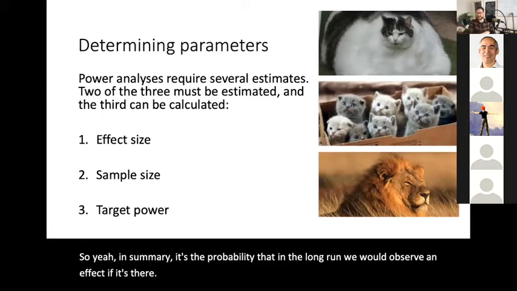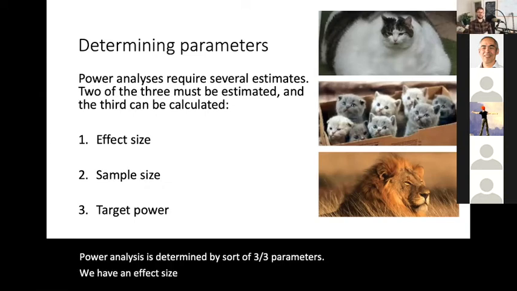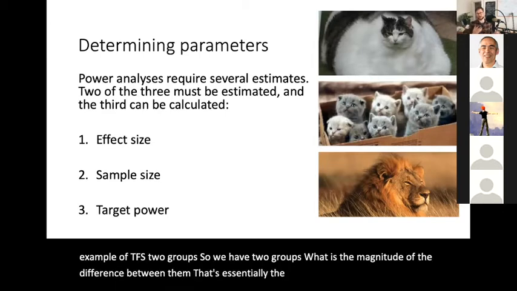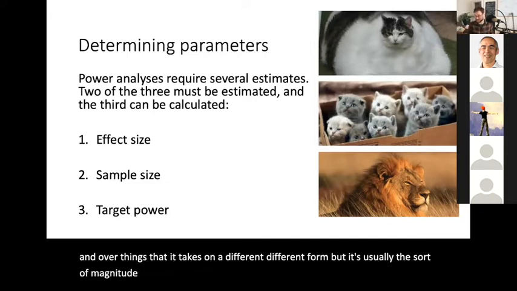Power analysis is determined by three parameters. We have an effect size, which is the magnitude of the difference between, in our example of the t-test, two groups. What is the magnitude of the difference between them? That's essentially the effect size. In things like regression and ANOVA, it takes on a different form, but it's usually the magnitude of the effect that we're interested in.